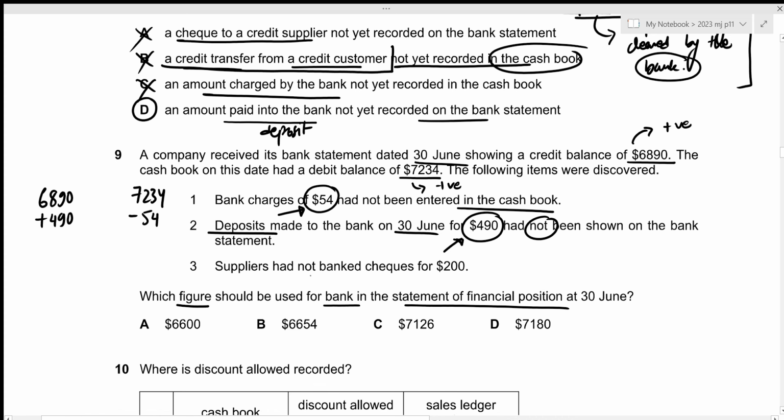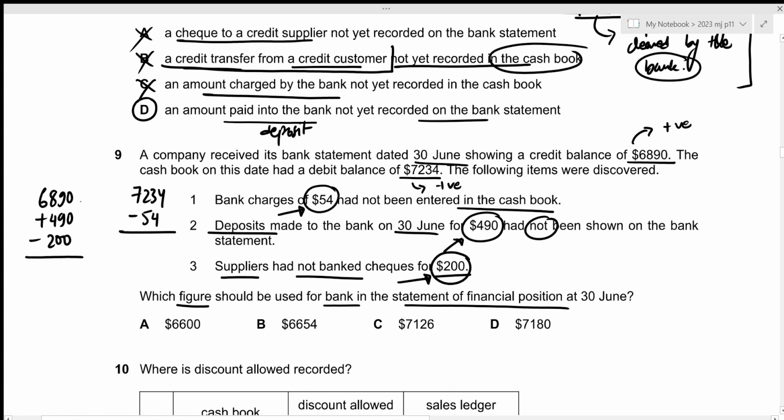Then suppliers had not banked checks for 200. We're talking about suppliers in this case, which means that they are the party to whom we pay the amount. So we have already paid 200 in check, right? So this will already be recorded as payment in our cash book. We do not have to rectify that part, but this has not yet been banked. So for our bank statement, this clearly is not included as part of our payment because these are the uncredited checks. So we need to show this as an expense in our bank statement as well.